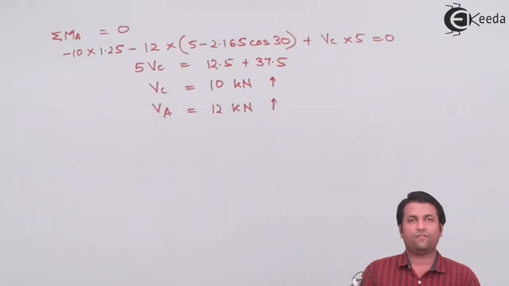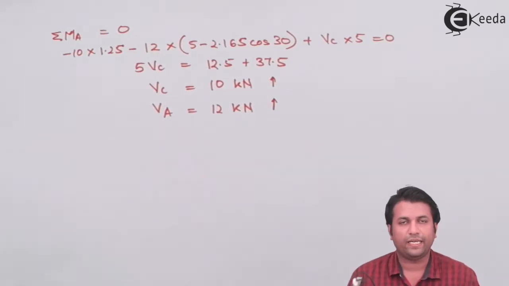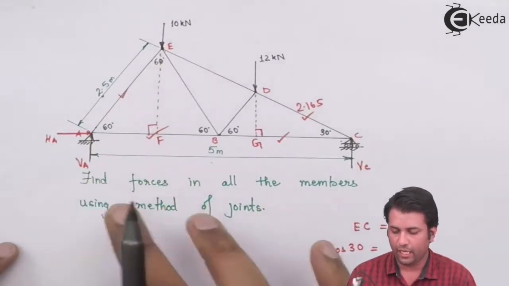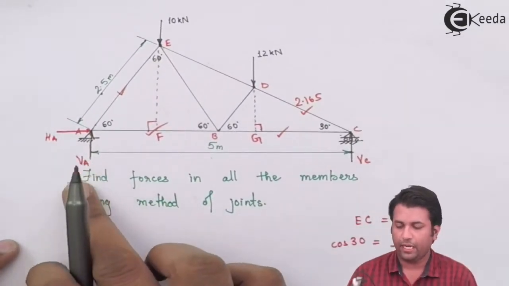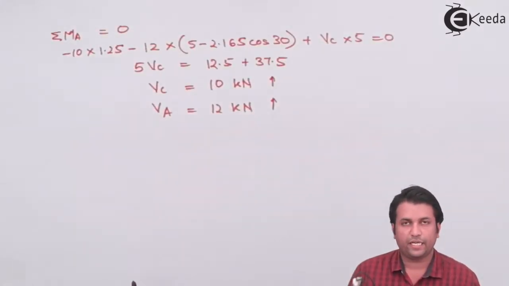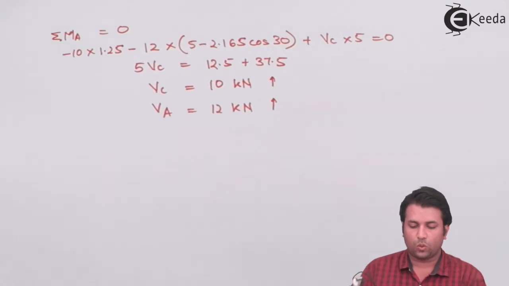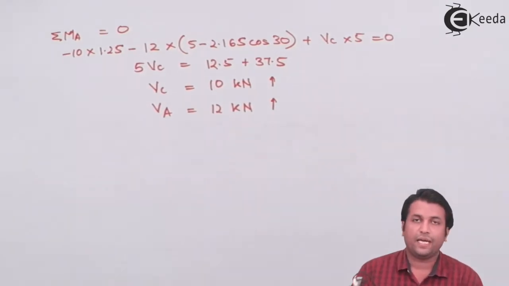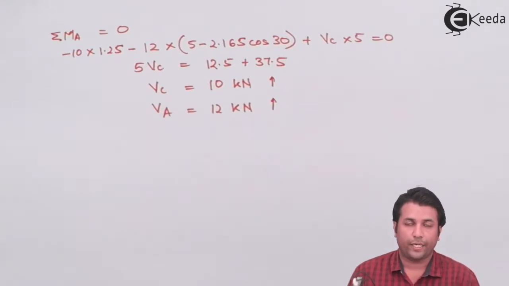now once we have got the reactions at point A and point C, that is the vertical reaction at point A and the vertical reaction at point C, 10 and 12 kilonewtons, I can start with the method of joints, and I can apply the condition of equilibrium at any joint. But before that, I need to understand which joint I have to select.